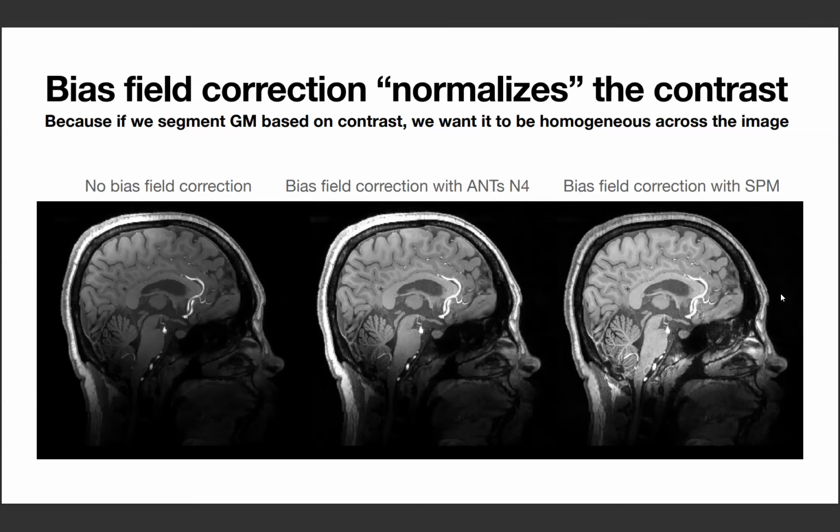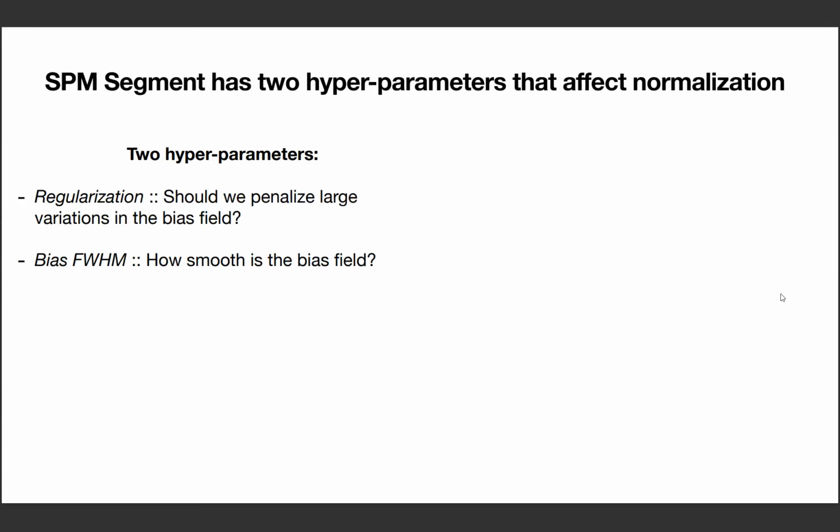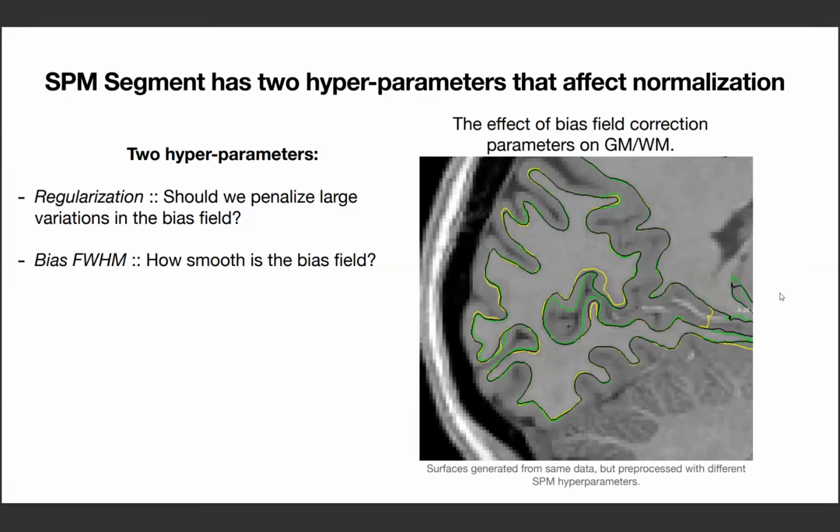So we give this as an input to FreeSurfer. The bias field correction has 2 hyperparameters, and this is a practical course, so I just want to bring it up. There's a regularization factor and a bias full width half max. And these parameters really affect where the surface will end up being placed.